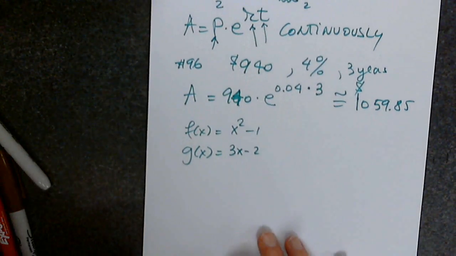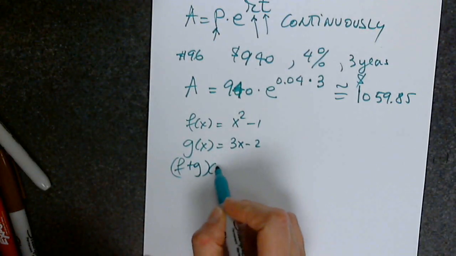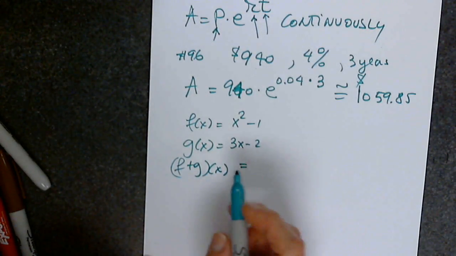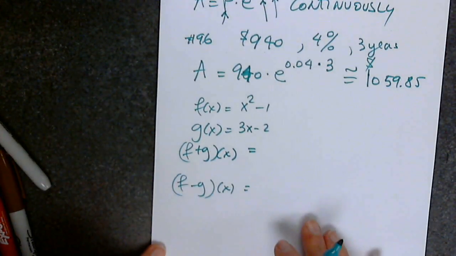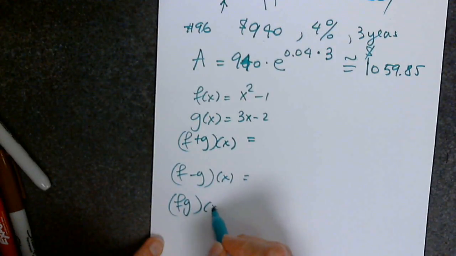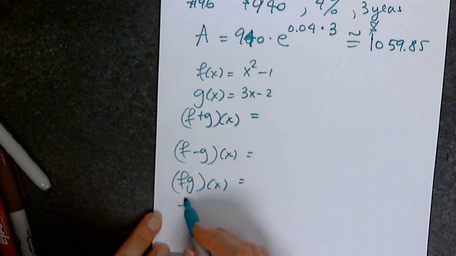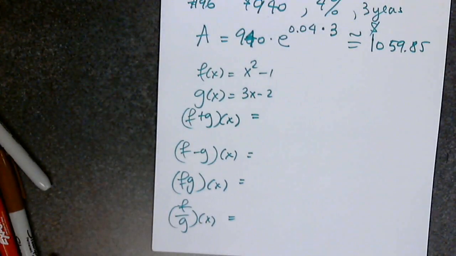So we're asked to find f plus g of x, we're asked to find f minus g of x. We're asked to find f times g of x and f over g of x. And of course, their domain and common domain. And now I can say that I can't think of anything else to do here.